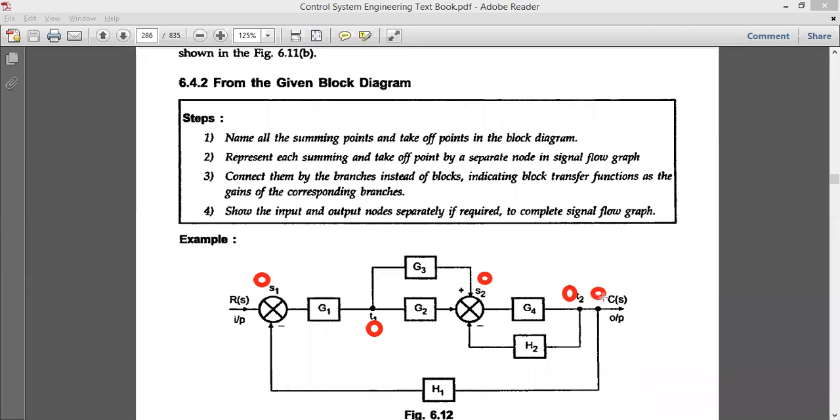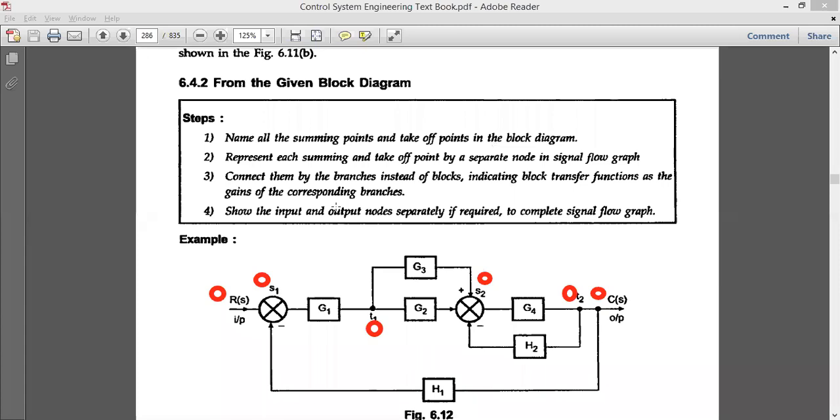This is another one, and here I have the input. So how many points have I taken? 1, 2, 3, 4, 5, and a total of 6. So first you need to name all the points in the given diagram, and second, represent each summing point and takeoff point by a separate node in the signal flow graph. So I have represented the summing points, takeoff points, input and output by separate nodes.